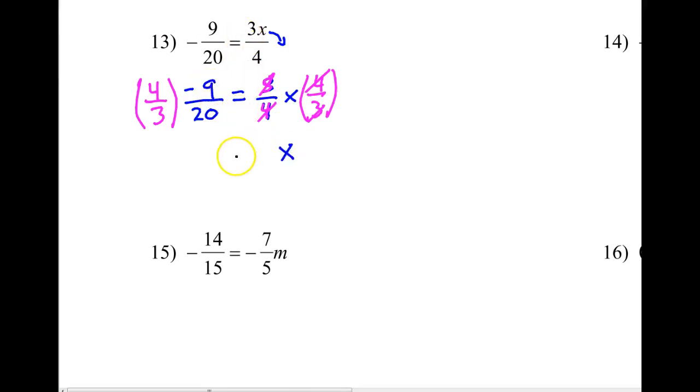Notice I'm still trying to line things up vertically as much as possible. Equal signs, the variables, everything I can. 4 goes into 20 5 times. 3 goes into 9 3 times. So I get an answer of 3 over 5.